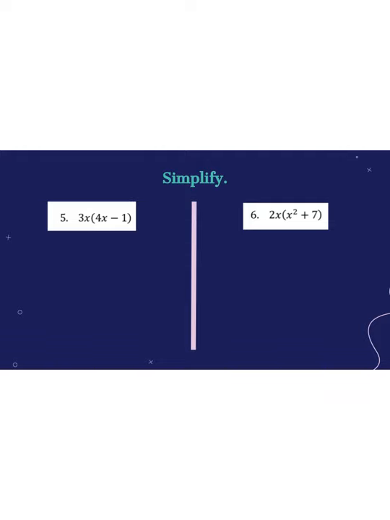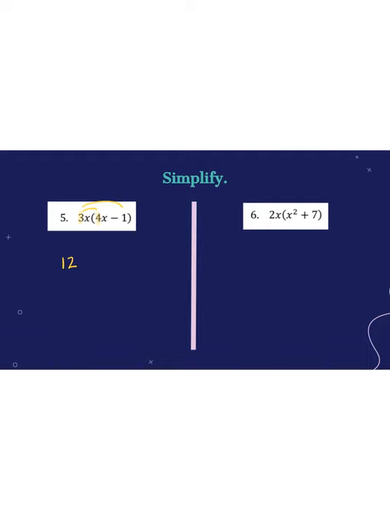3x on the outside of 4x minus 1. So I'm going to take that 3x and distribute it to the 4x and to the 1. First I'm going to look at my numbers on the outside, my coefficients, and I have a 3 right here and a 4 right there. So 3 times 4 is 12. So I'm just going to write my 12 down.